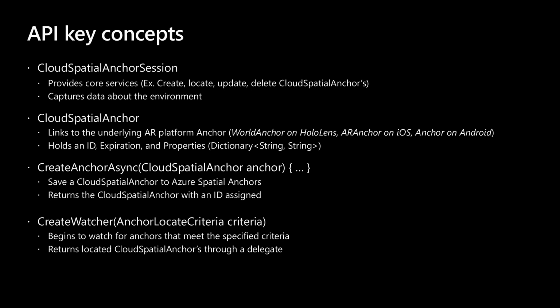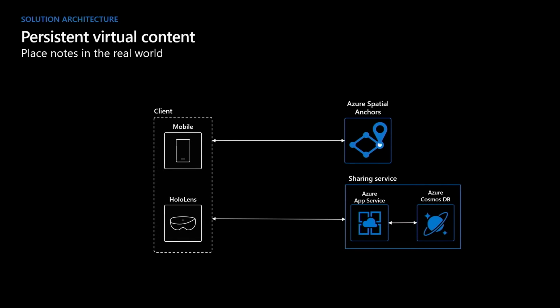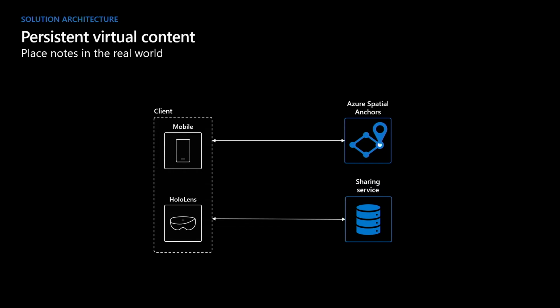The criteria that I promised are anchor locate criteria, and it's an array of IDs. So you might be looking at this and saying, okay, I create an anchor, and I get back an ID. Later, when I want to find anchors, I need to give you IDs. So where do I put those IDs? That's why we have the sharing service. The sharing service is just a database of IDs. Because the implementation details aren't really important for this talk, we're just going to simplify it and think of it as a database that stores IDs.